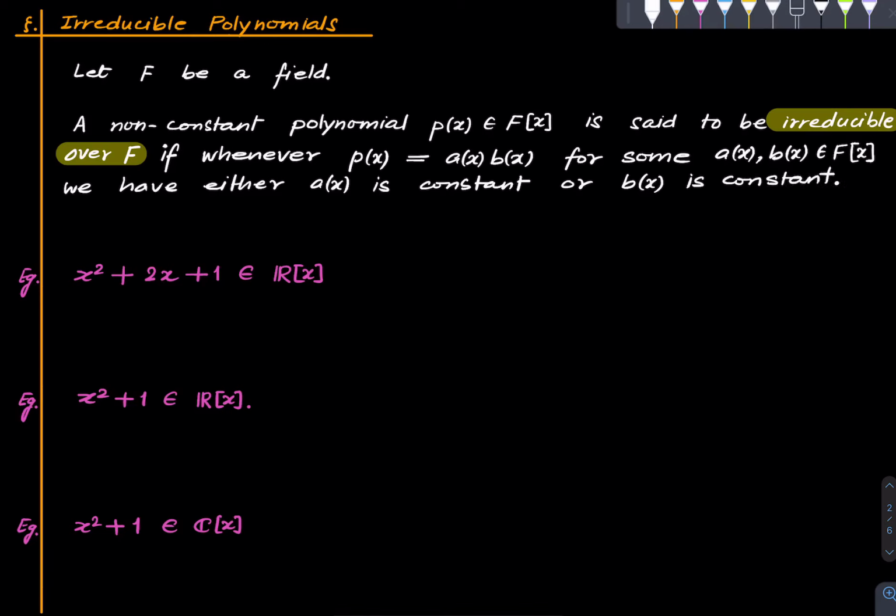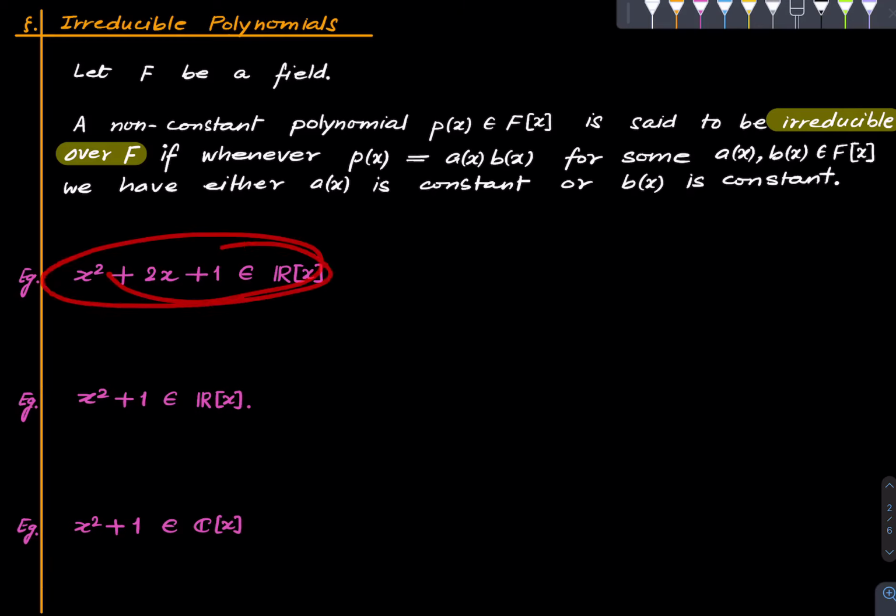Basically, you can't write p(x) as a product of two simpler things. Essentially, the complexity of p(x) is preserved either in a(x) or in b(x). So if a(x) is constant, then in a sense, b(x) is everything that p(x) is. You're multiplying by some scalar, that's all, or the other way around. So that's a natural notion for a polynomial, and let's see some examples.